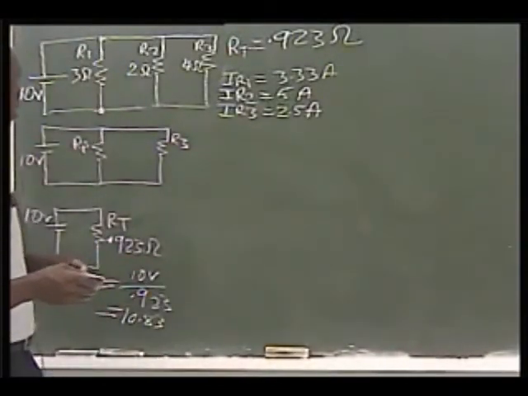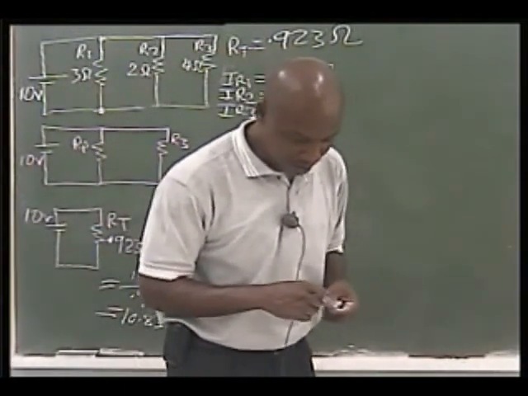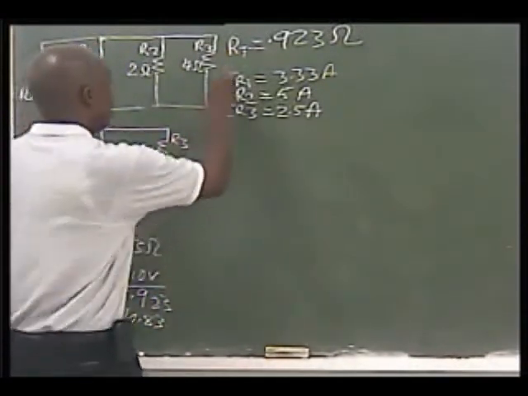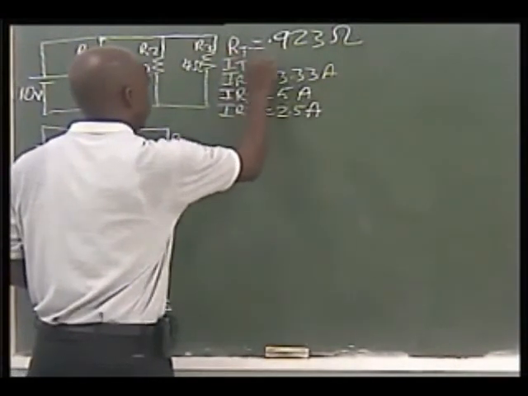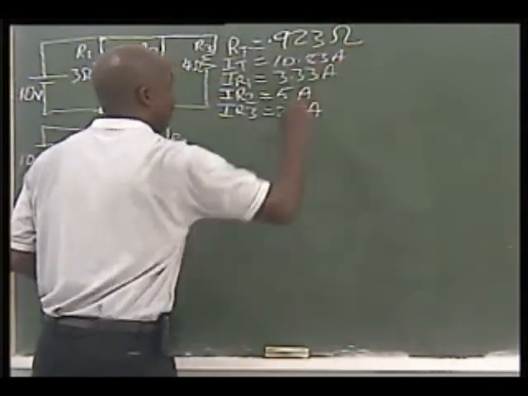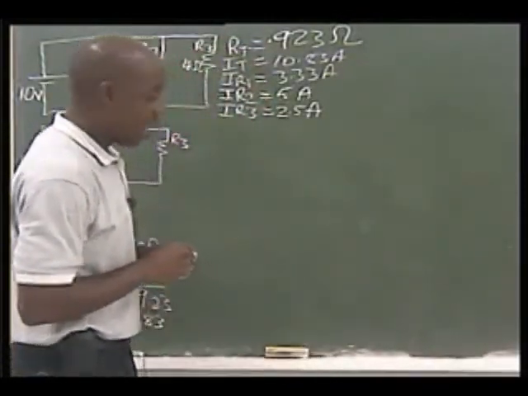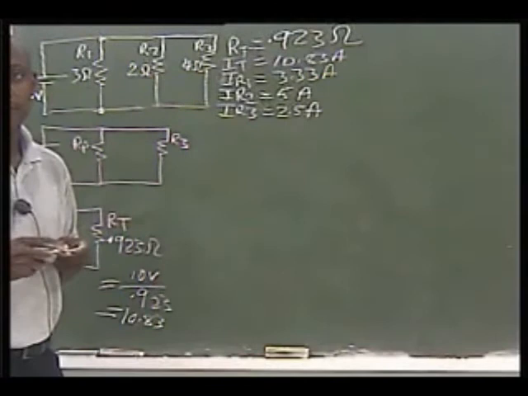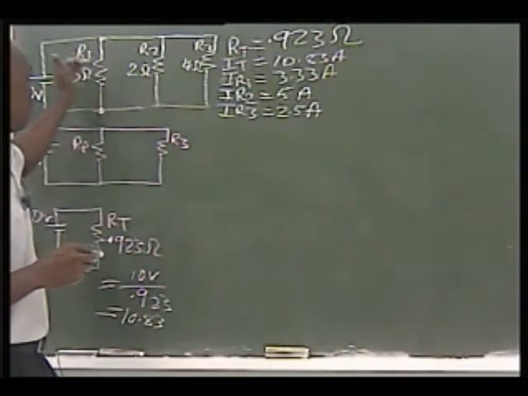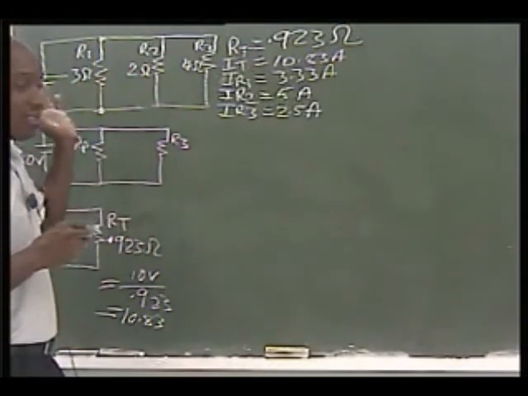Okay, let's continue. Other things I would like to know about this circuit. Well, I found my IT, which is 10.83 amps. Okay? And it's as simple as that. So your voltage and current, divided up in this parallel circuit, is as simple as that.